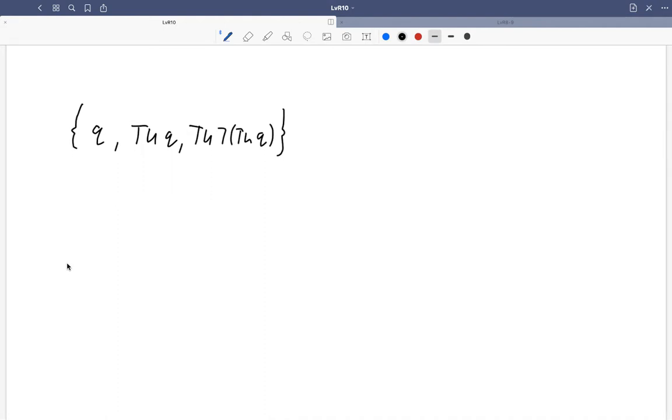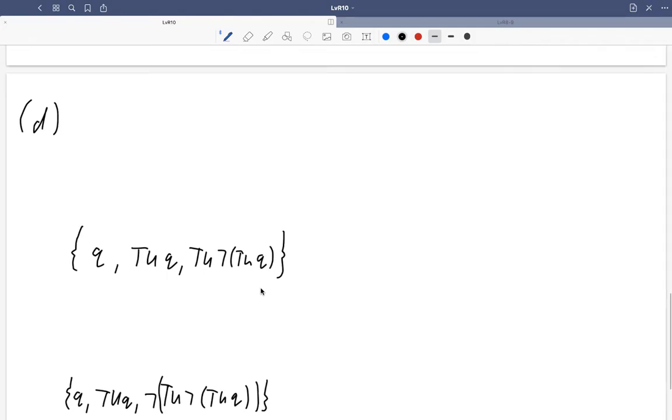We had Q, true until Q, and the negation of true until not true until Q. We had not Q, true until Q, and true until the negation of true until Q.